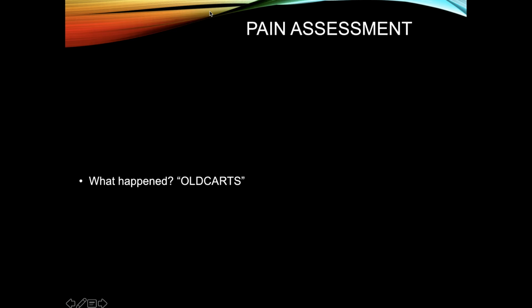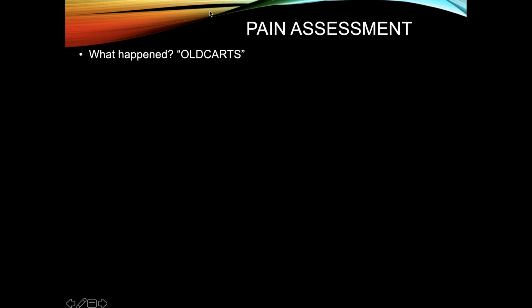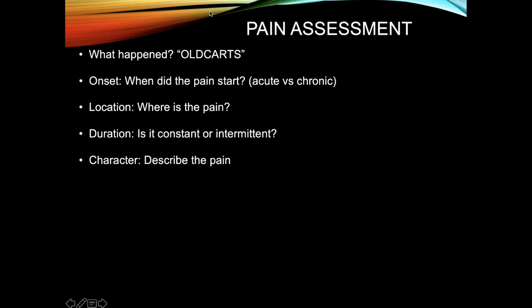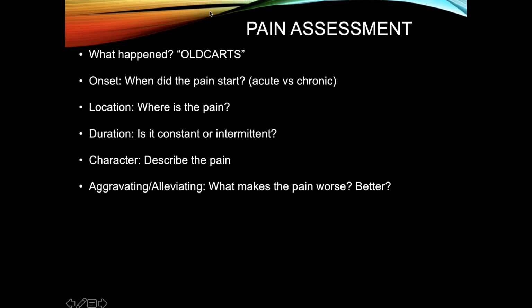When we do our pain assessment, we're going to use an acronym called OLD CARTS. And it's going to go through onset, when did the pain start, what is the location of the pain, how long has it been going on, can you describe it, is it sharp, burning, dull, stabbing? What are our aggravating and alleviating factors, what makes it better, what makes it worse, does it radiate anywhere?